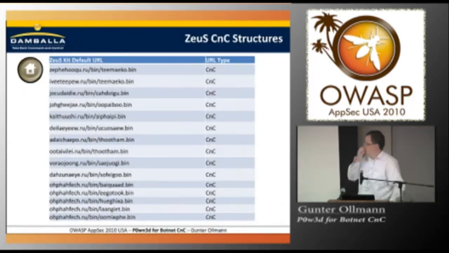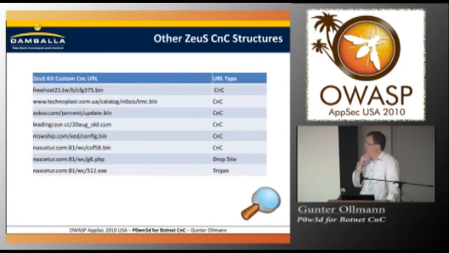And to give you some examples of things that you see. So here is Zeus command and control. As you see, these are actually all live sites, I believe, still waiting to be taken down. But as you can see, many of them are .ru, so they'll probably never be taken down.